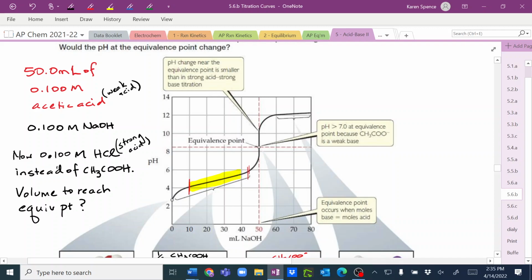What do we think? Is the volume to reach the equivalence point going to be the same? Is it going to be different? Is it going to be more, less, what? Less? Why? Okay, but I'm adding NaOH. How much NaOH do I need to reach the equivalence point?